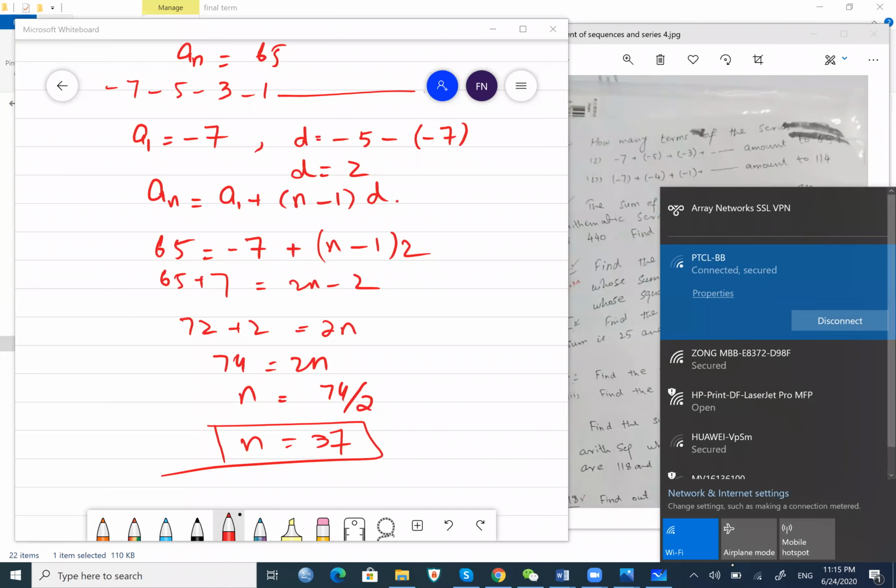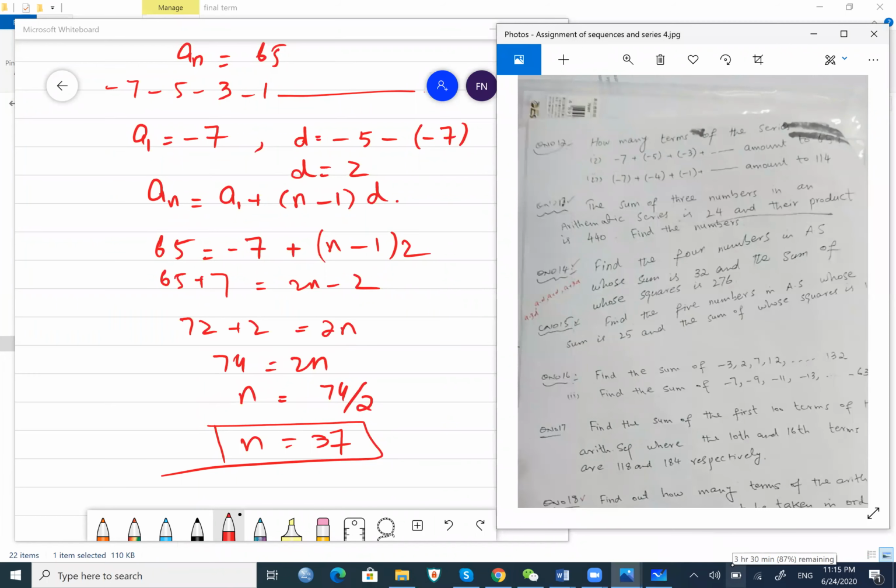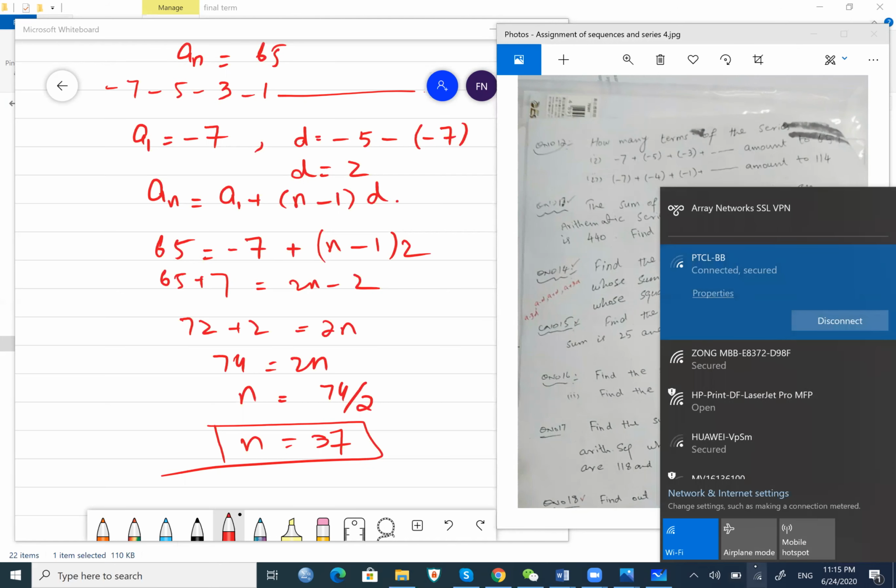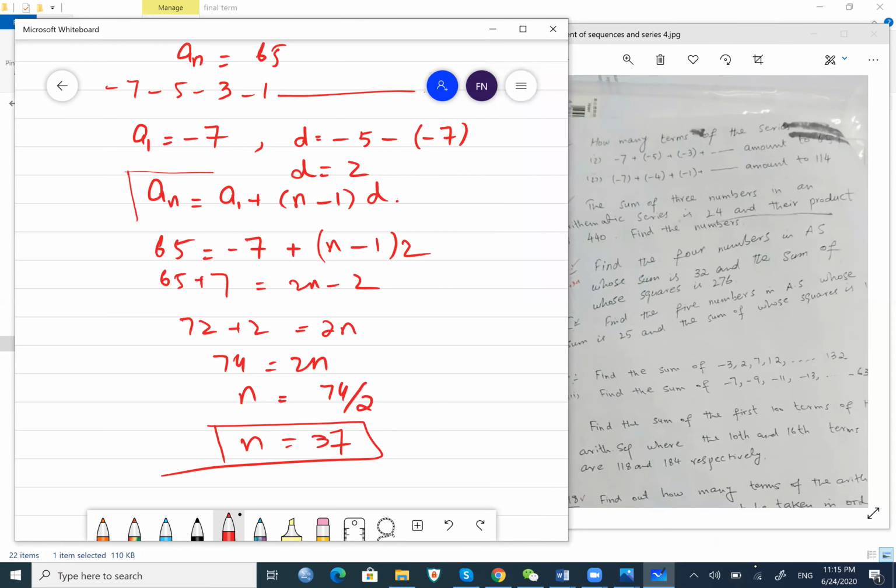So coming back to the question, how do we know? When the question is talking about a particular term, we use the nth term formula. And when we are given the sum of a series, the sum of a sequence, we use the sum formula. So the nth term formula is an equals a1 plus (n minus 1)d. You need to know when to use this formula. This is important.